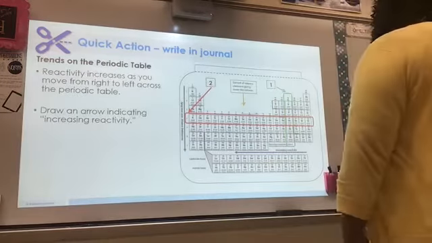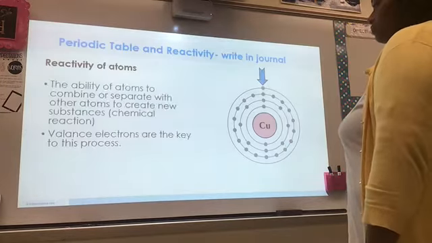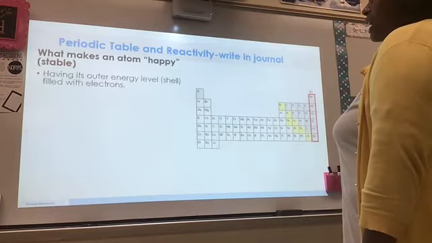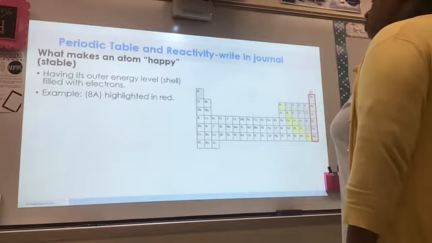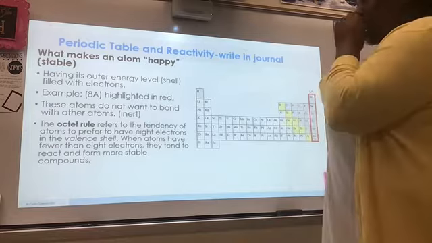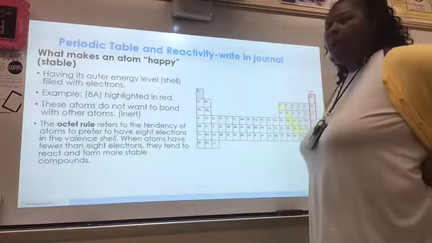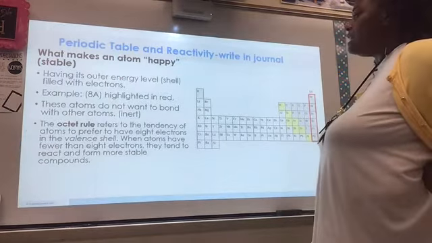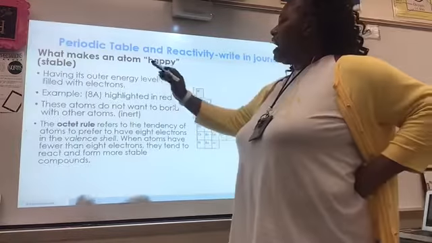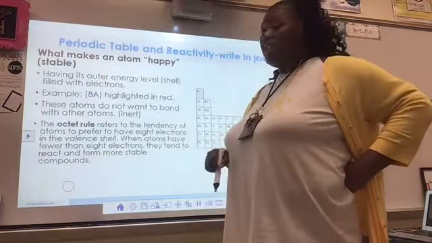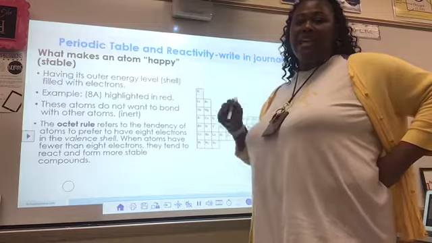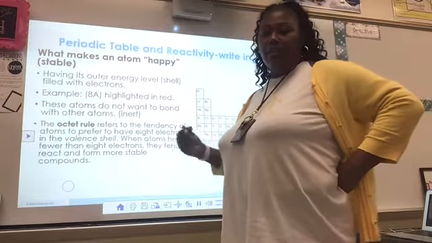All right? So now when we move on, we're going to talk about what makes a particular atom happy. So when you draw those Bohr models and you're looking at that particular atom, what makes it happy? We've already said having its outer energy level filled makes it happy. And it has to have 8 to be filled. So that's what makes it happy.